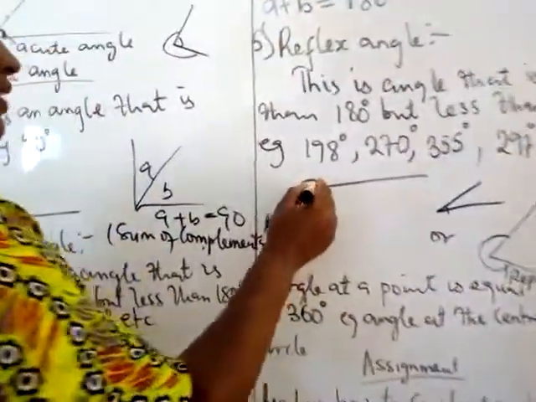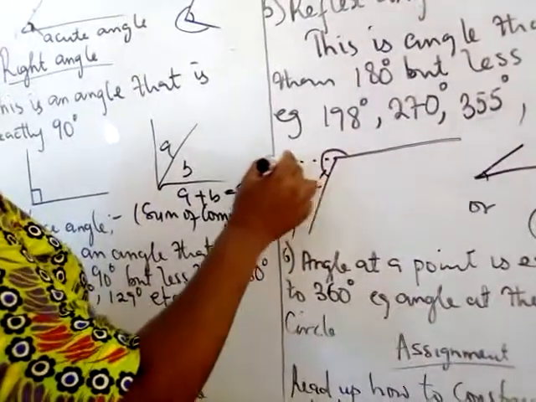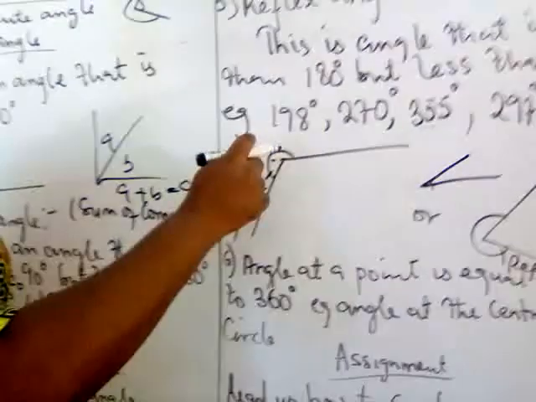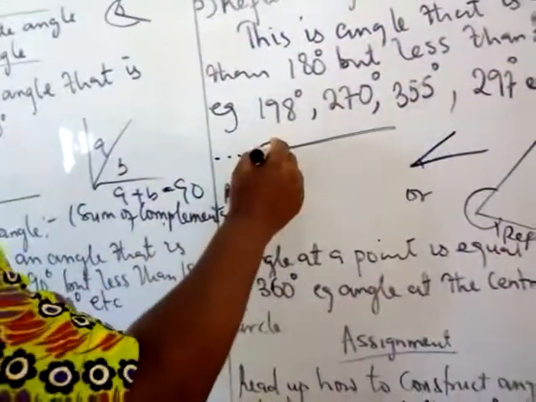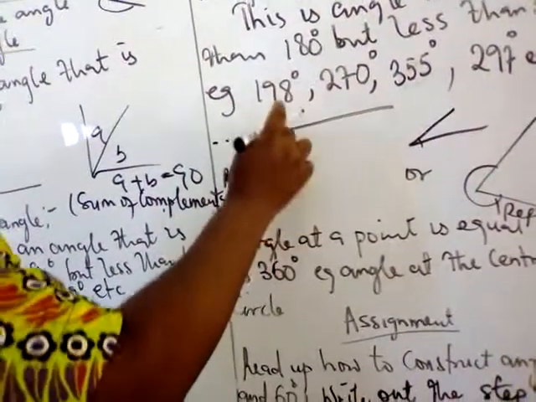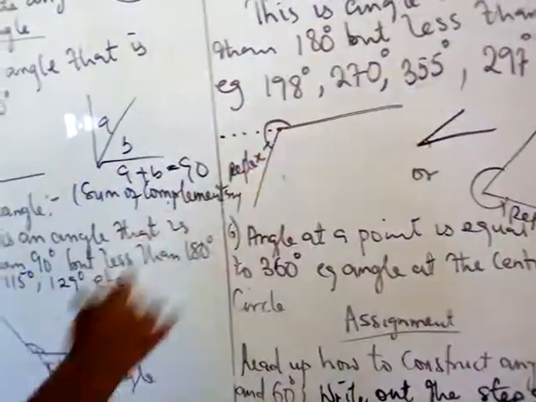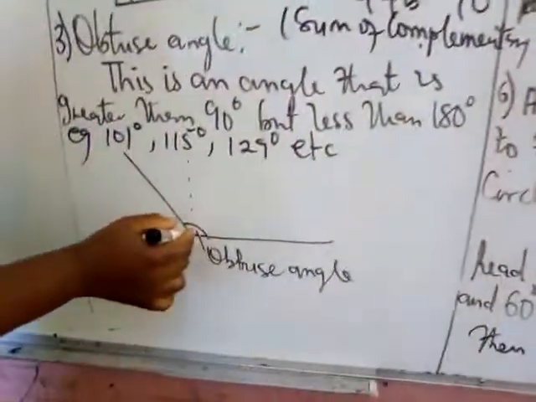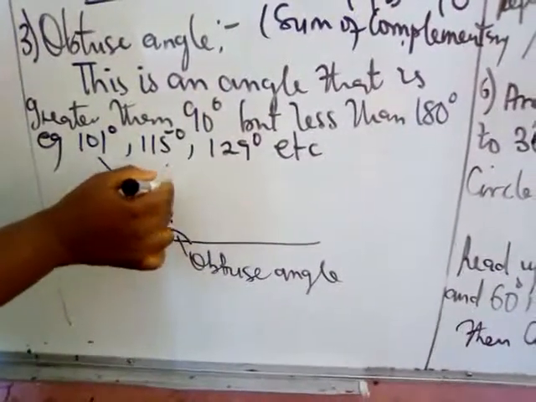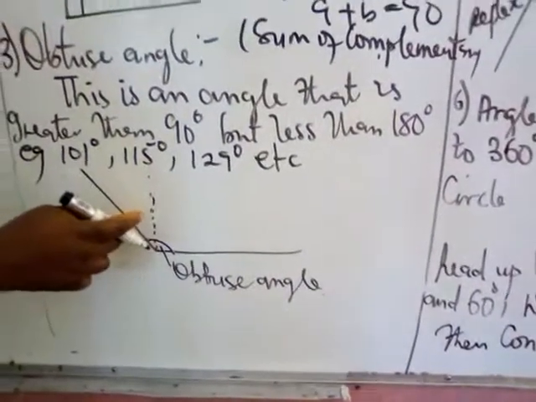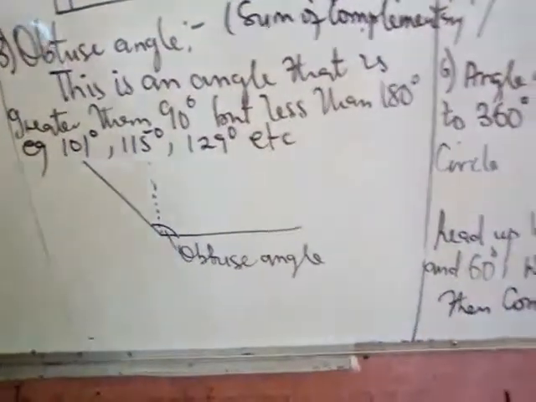If you produce this line straight, you will find out that from here to here is 180. Then you add this one. Then it is now more than 180. But when we come here, the inside here is not reflex because this is just from 90 after 90. Take note of that. That is why if you come to this obtuse angle, I use the dotted line to show you right angle. That it has exceeded 90, more than 90, but not up to 180.